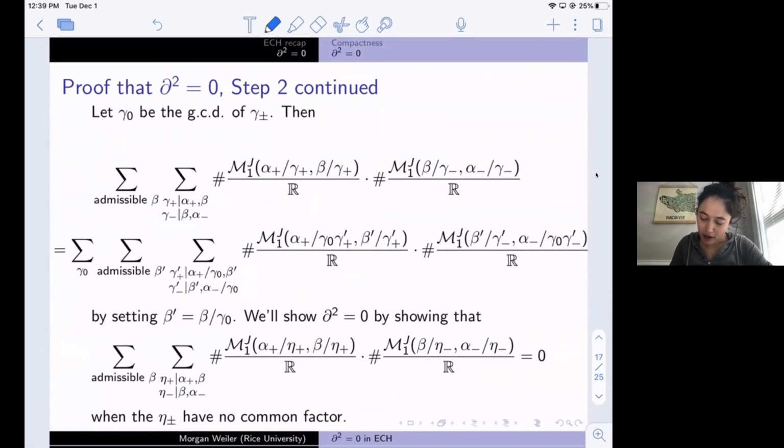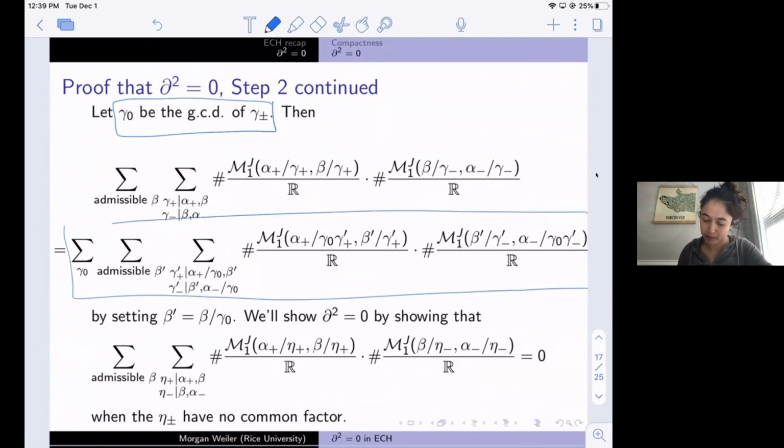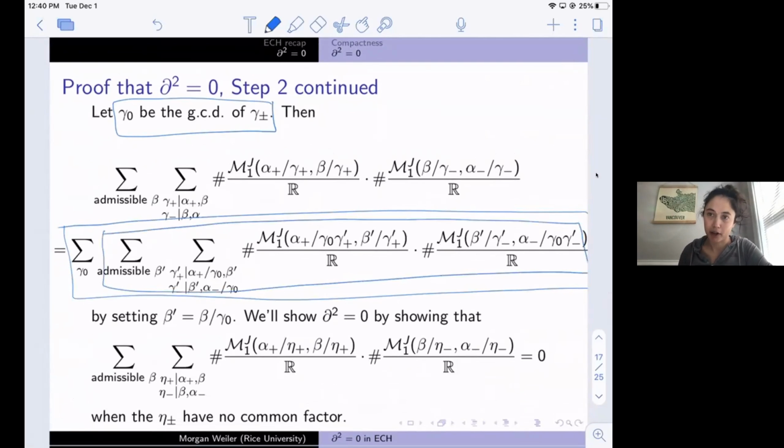Then this page, I maybe won't expect you to read all the formulas, but what's happening is I'm taking the GCD of these two orbit sets and then rewriting this whole thing, pulling the GCD out in front. So what ends up happening is, this whole section is the d squared coefficient. And if I can show that each of these subsums are equal to 0, then I'm good. So that's helpful. So why would I go through all this trouble?